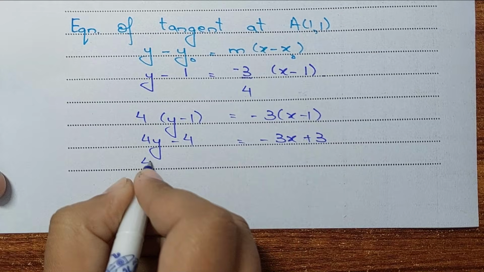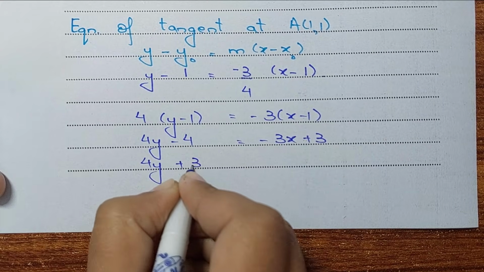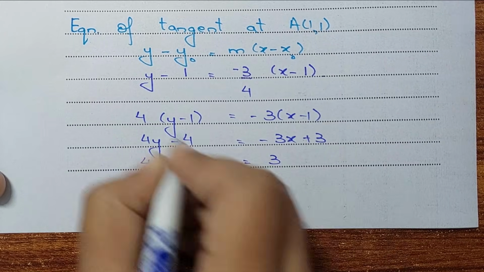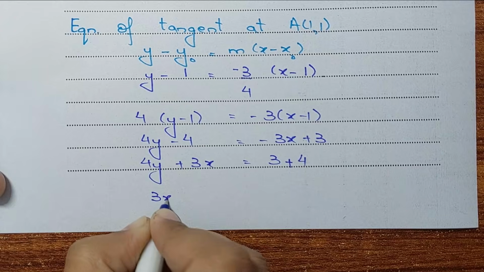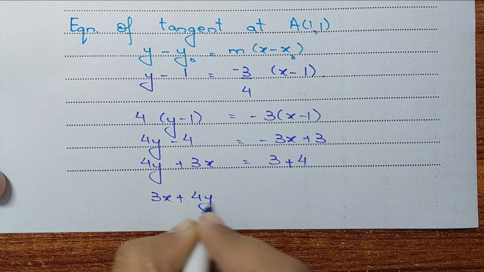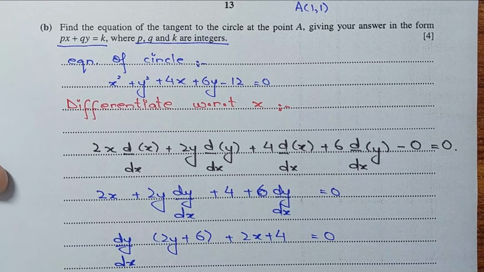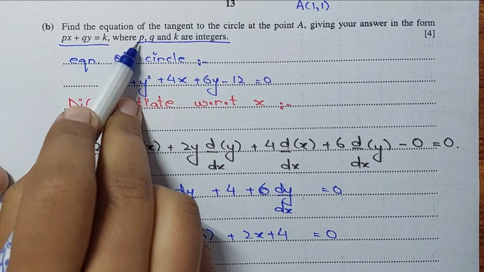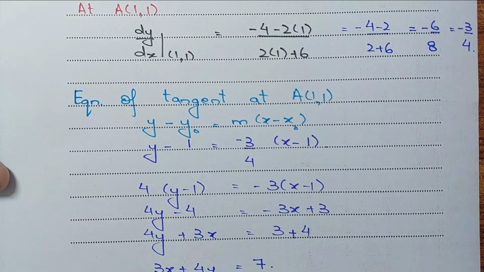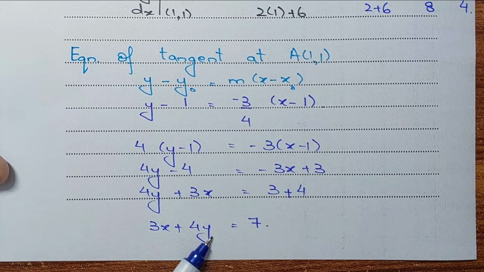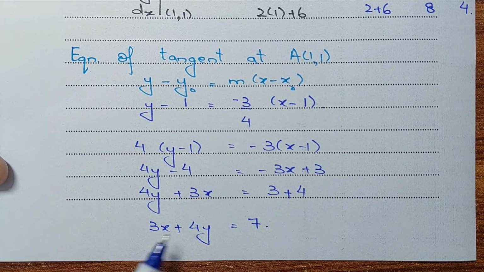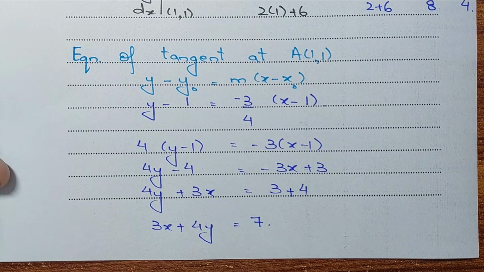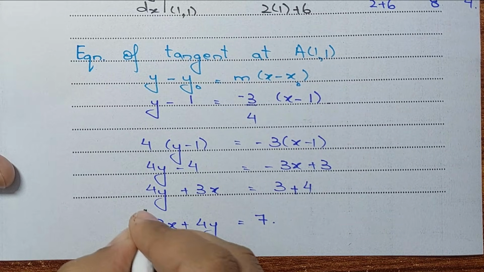Okay, so 4y plus 3x equals 3, and shift the 4 to the other side, it becomes positive 4. 3x plus 4y equals 7, and this is in the form of px plus qy equals k, where p, q, and k are integers, right? Px plus qy equals k. P, q, and k are integers, 3, 4, and 7. These are integers.